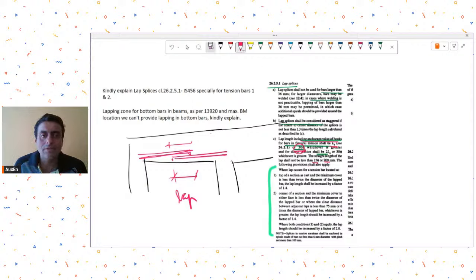Right now in our case we have not provided any hooks, etc. So we have to ensure that the straight lap length has to be LD or 30 dia.